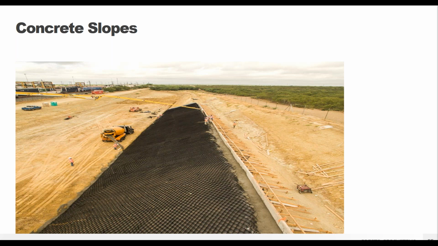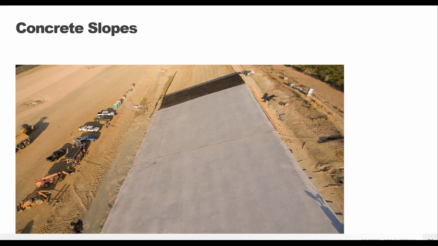More than happy to talk about it if anybody has any questions. So like I said, those GeoWeb panels act as your form for the concrete, so you don't need to build any, which can be tricky on slopes. And so the concrete is poured from the crest to the toe, and each one of those individual cells holds the concrete in place. And then you screed the concrete flush to the top of the GeoWeb cells, so you get that nice consistent depth.